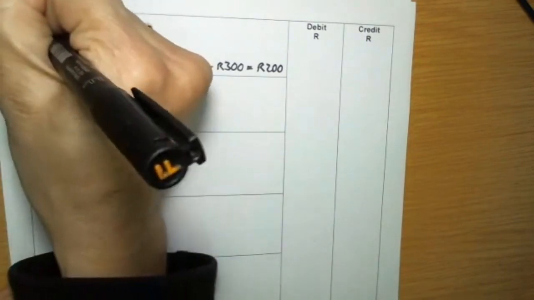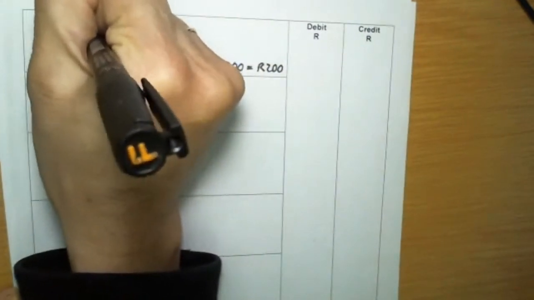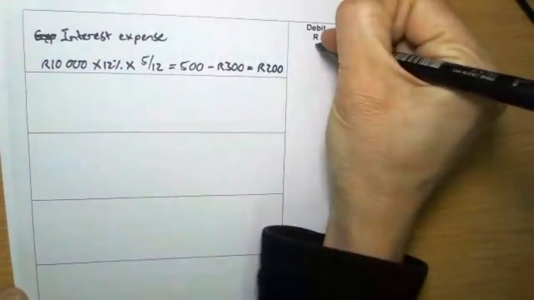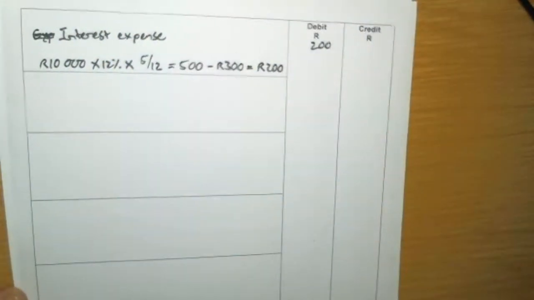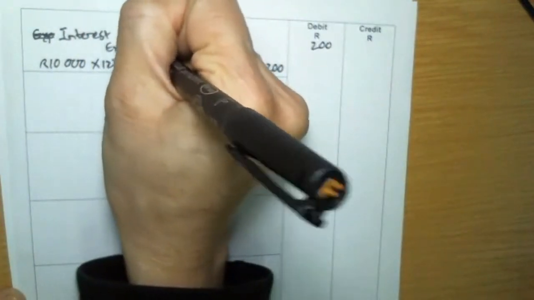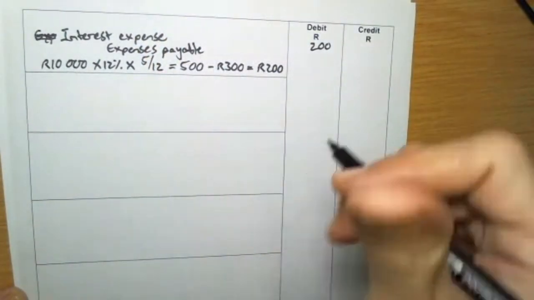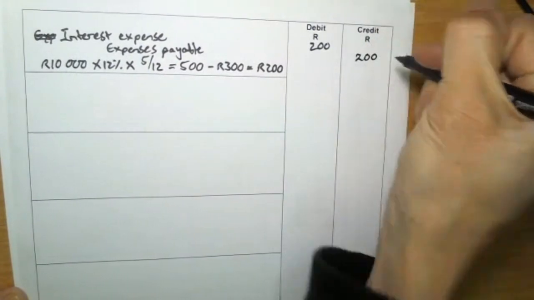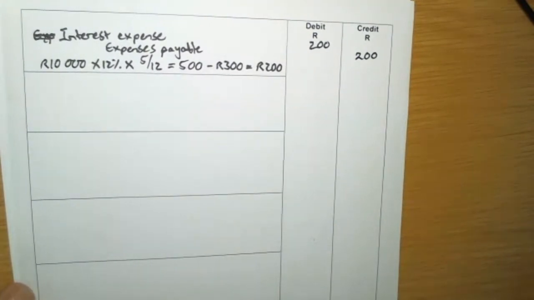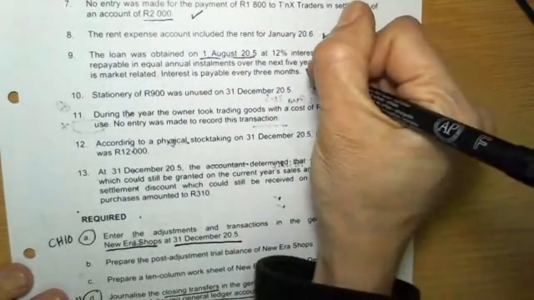So I am going to debit interest expense because that expense needs to increase by 200 Rand. Then the credit, I'm going to credit accrued expenses or expenses payable. This is a liability that's going to reverse on the first day of the following year. And that amount that's owing, that hasn't been paid for interest relating to this year, is 200 Rand. All right, so that was item number 9.